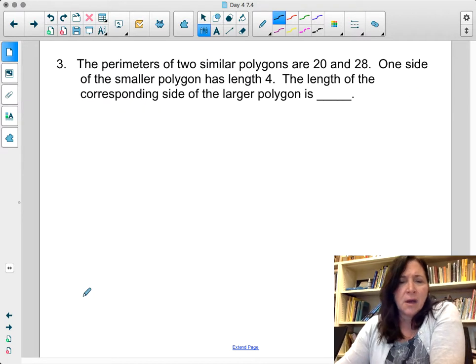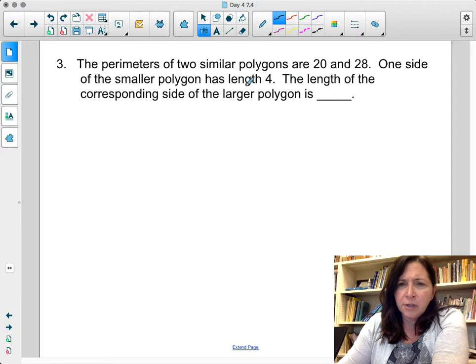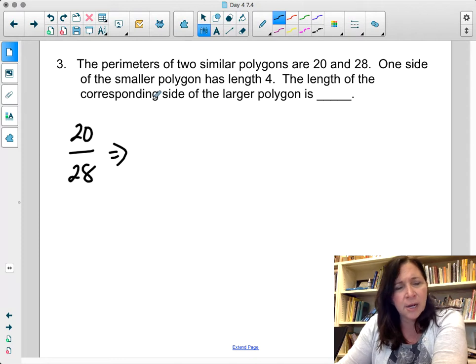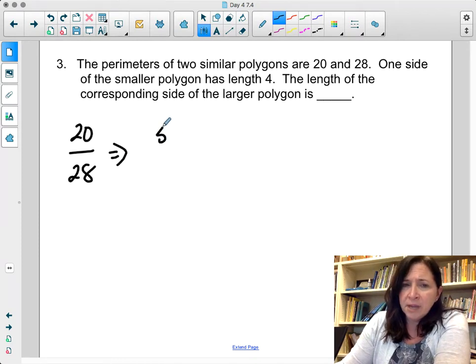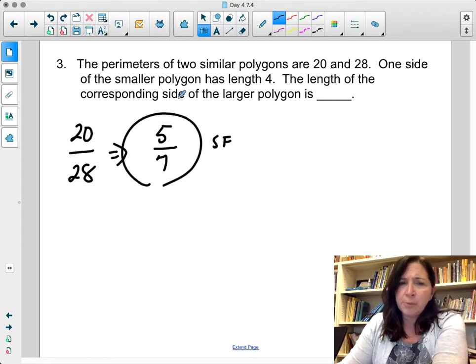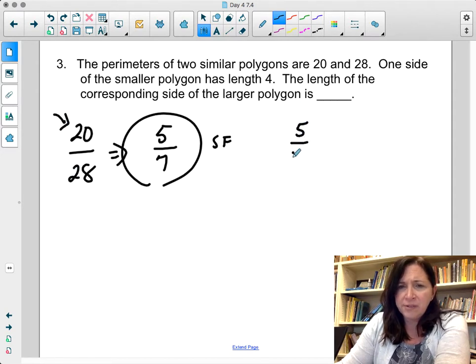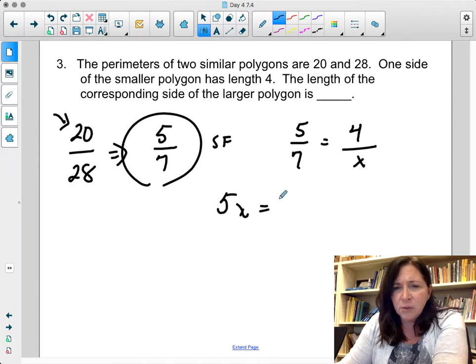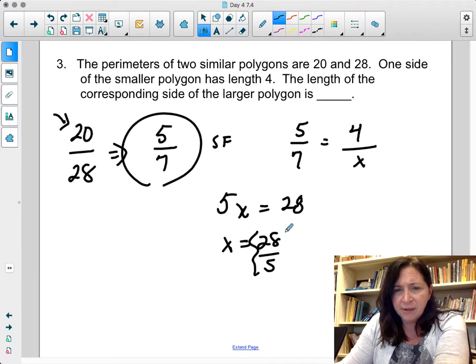The perimeters of two similar polygons are 20 and 28. So we're going to just line those up, 20 and 28. We're going to get our scale factor. I'm going to divide by 4. I'm going to get 5/7 scale factor, SF. One side of the smaller polygon, which is this, is smaller than this, has a length of 4. So we've got 5 is to 7 as 4 is to, what's this corresponding? That's just x. So we're going to go 5 times x equals 7 times 4. Divide by 5, x equals 28 divided by 5, and that's my answer.